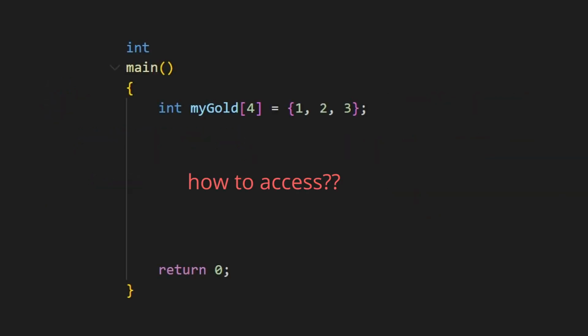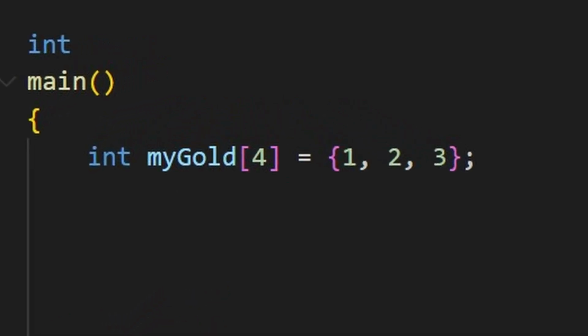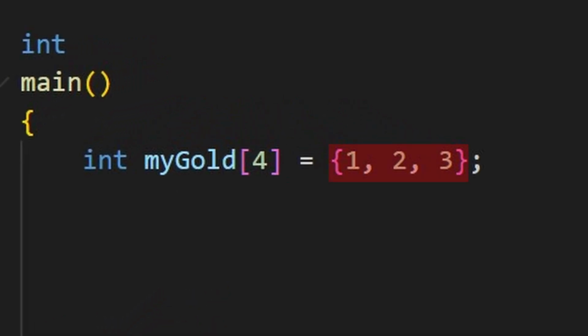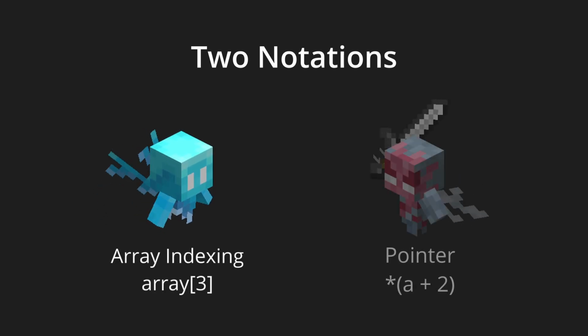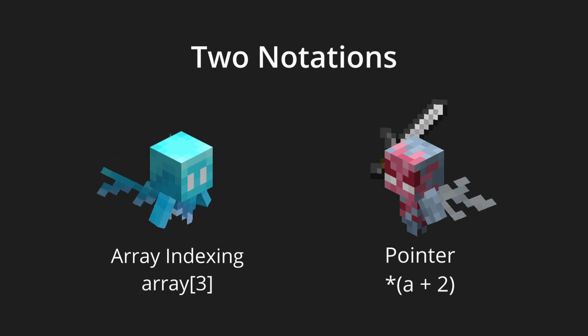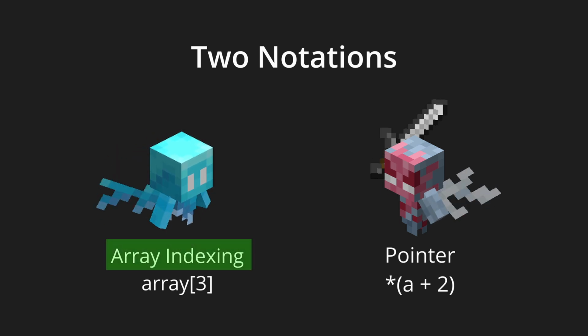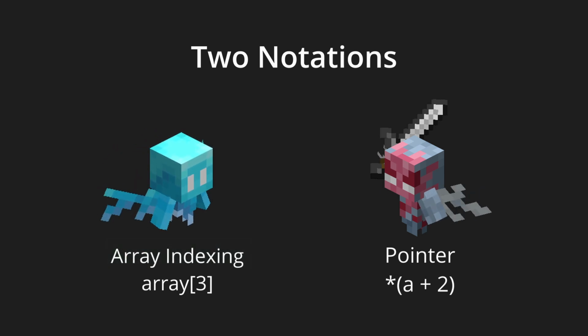Now, how do we access an array? We can't access the entire array since arrays have to be accessed per element. But we can access a single element in the array. There are two notations for accessing arrays: array indexing notation and pointer notation. I'm going to choose array indexing for now since it is much more intuitive to know.